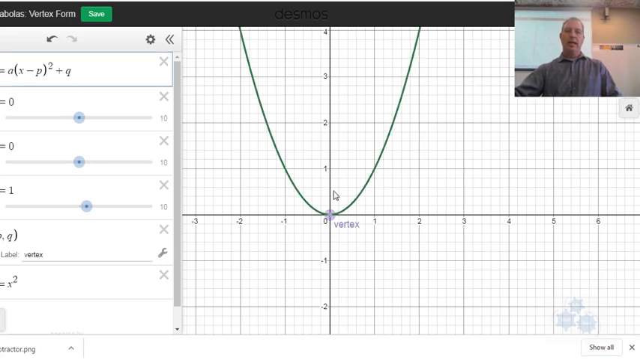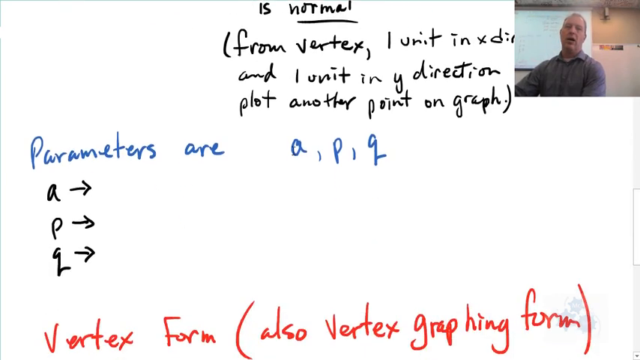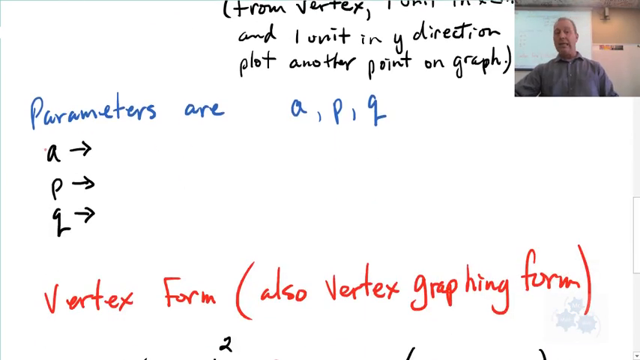Okay? Now, I'm going to take this other one off. So here's y equals x squared. This is sort of what it looks like. I'm going to talk about some parameters, and that is how do we change that parabola. And the parameters are given in your textbook as a, p, and q. Okay? So before we see the form, let's talk about what A, P, and Q do.